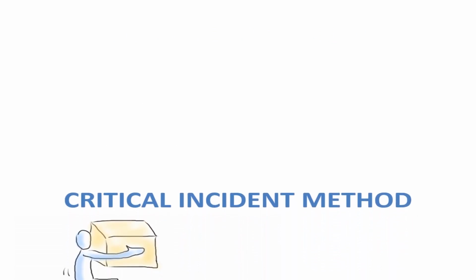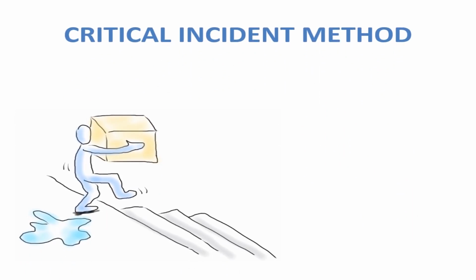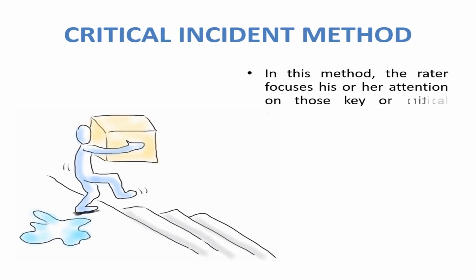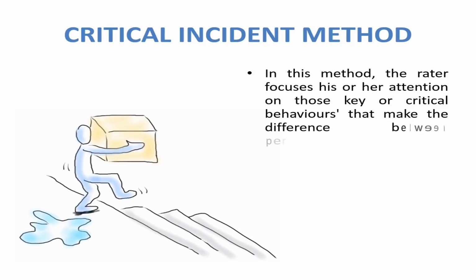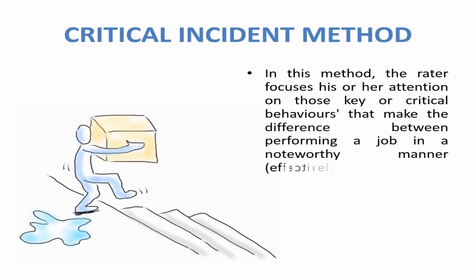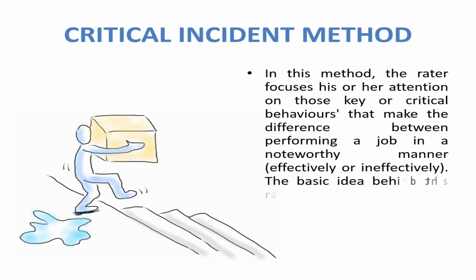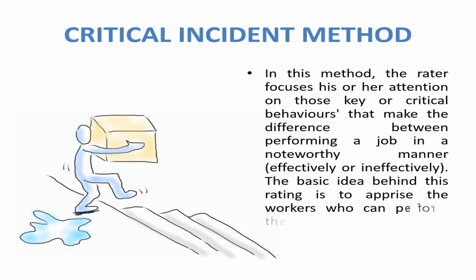Next is critical incident method. In this method, the rater focuses his or her attention on those key or critical behaviors that make the difference between performing a job in a noteworthy manner, effectively or ineffectively. The basic idea behind this rating is to appraise the workers who can perform their jobs effectively in critical situations.